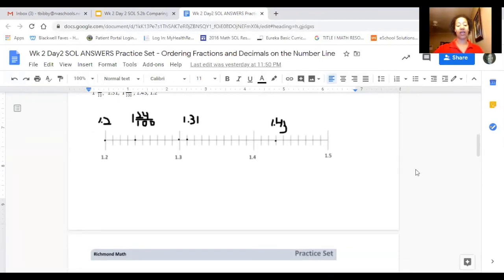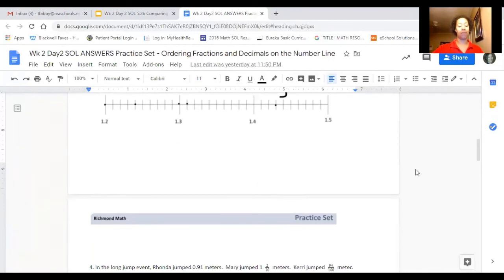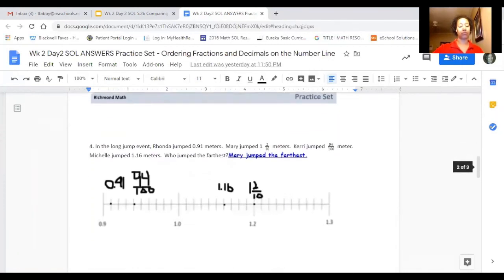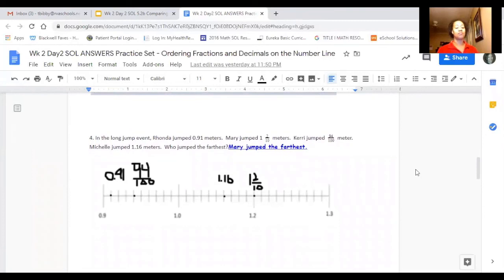And the last one, the word problem. So the word problem said, in the long jump event, Rhonda jumped 91 meters. Mary jumped 1 2/10 meters. Harry jumped 94 hundredths of a meter. And Michelle jumped 1 16 meters. Who jumped the farthest? So we put our numbers in order from least to greatest. And the farthest was Mary, who jumped 1 2/10 of a meter.